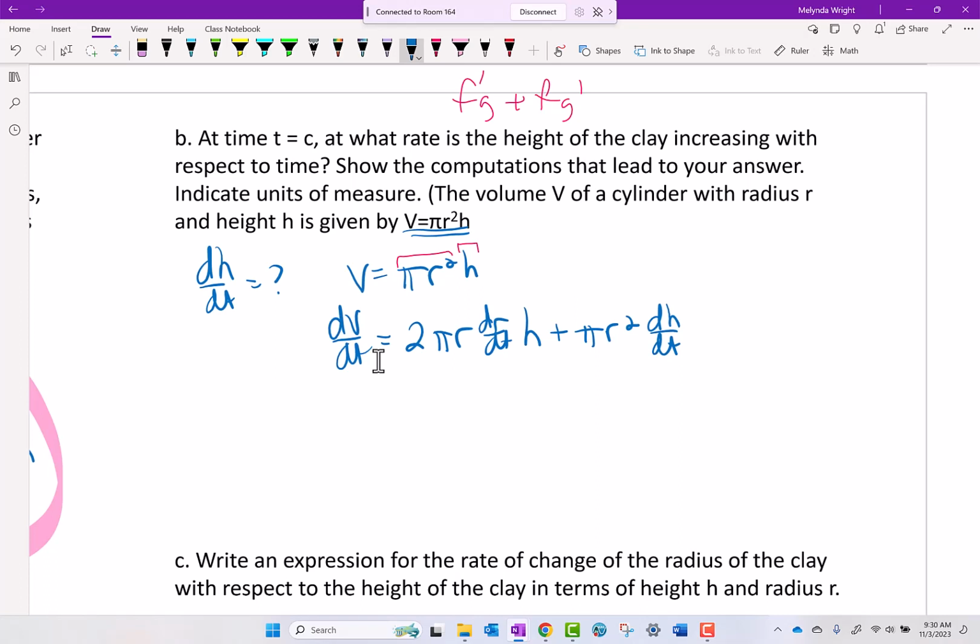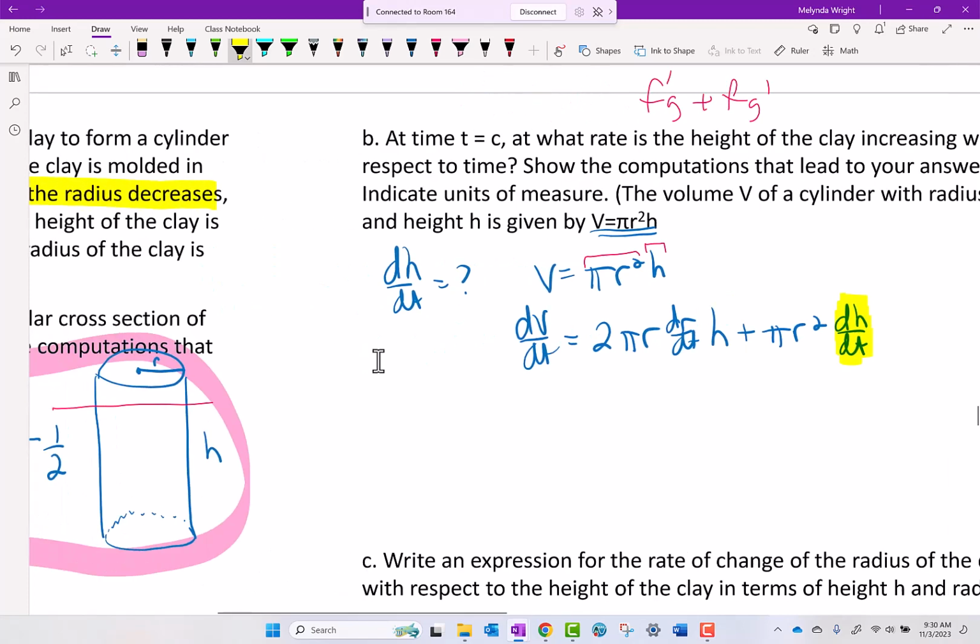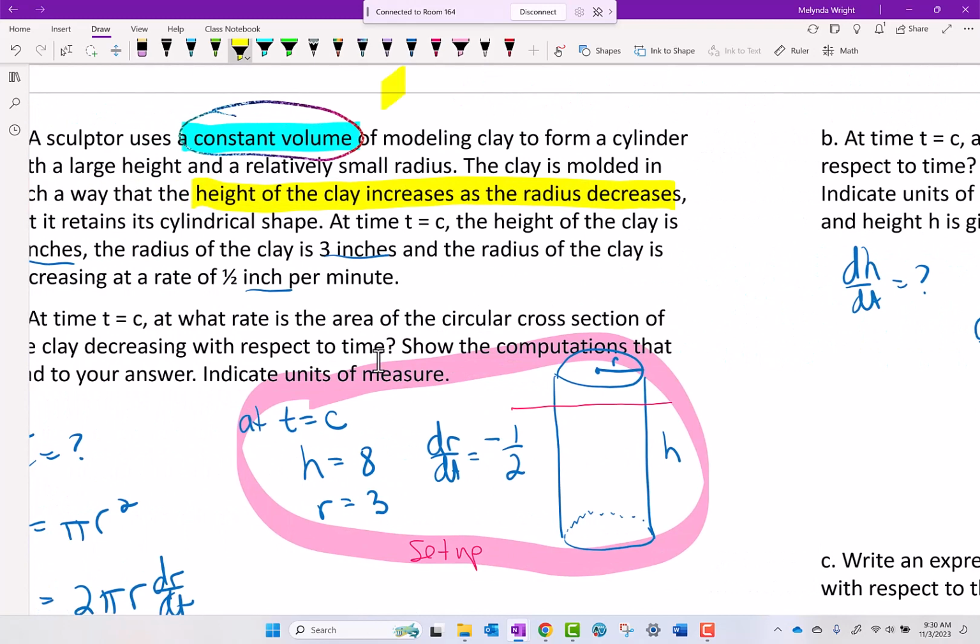Okay, and what are we looking for? We're looking for dh/dt. That's what we're looking for. Now, we don't have a number for dV/dt, but this is where we go back to the original prompt, and I told you this is a really big deal. Remember that a while ago? This, we're going to look right there. Remember this part right here that I highlighted and circled?